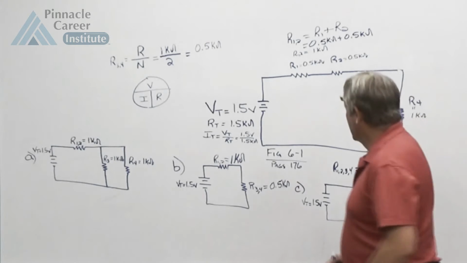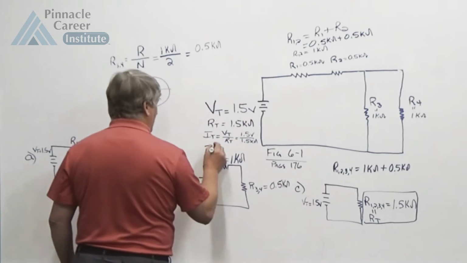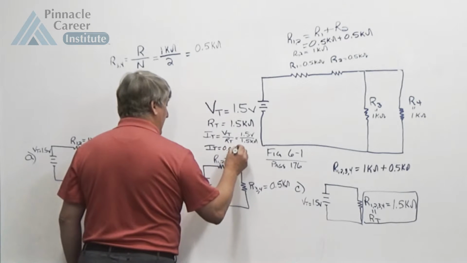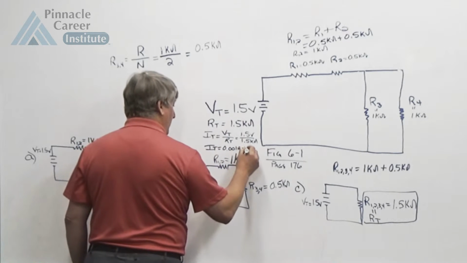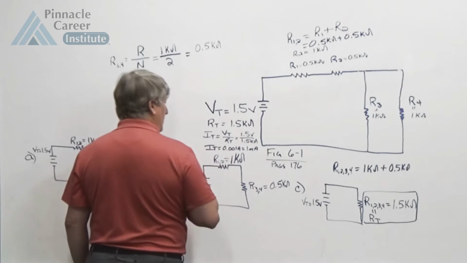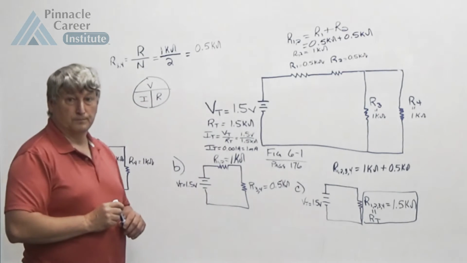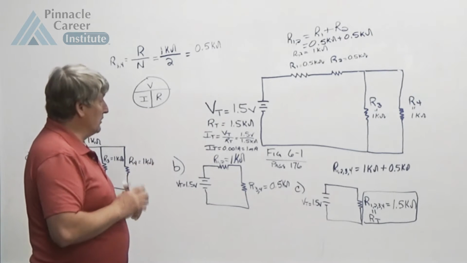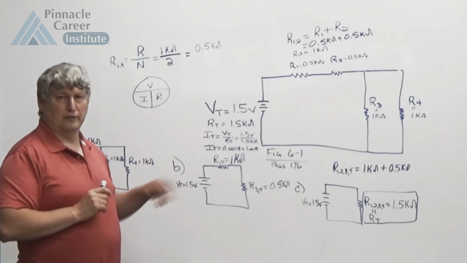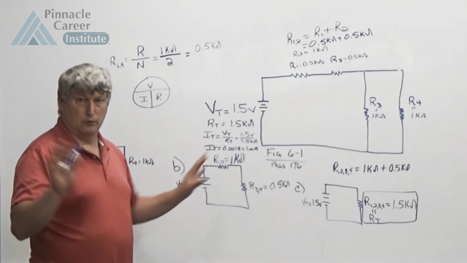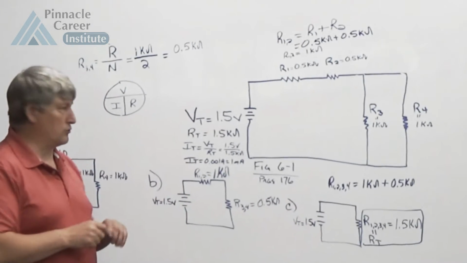0.001 amps or 1 milliamp. Equals 0.001 amps, which equals 1 milliamp. So now we know our I total. Okay. If we're going to solve this the rest of the way, and we don't do that in the first step here, we'll do that in the later sections, but I'm going to show you how you would solve the rest of this for voltage drops.